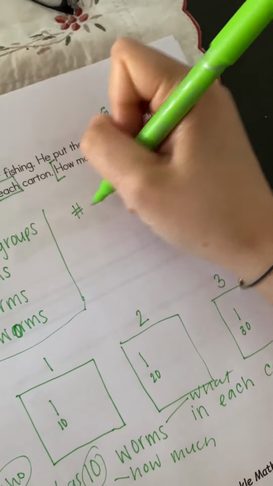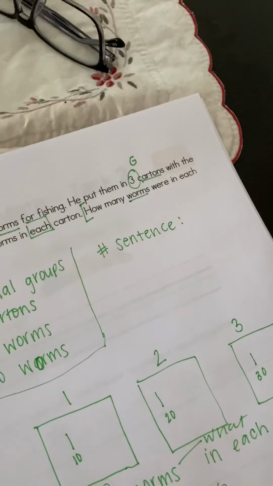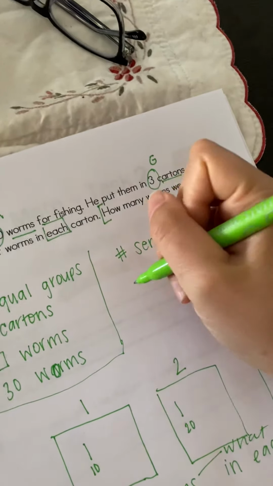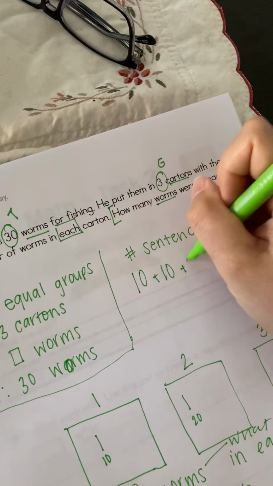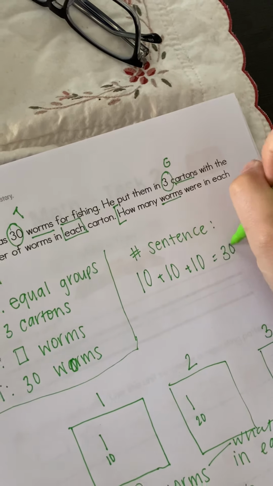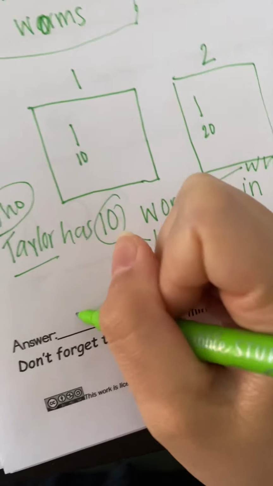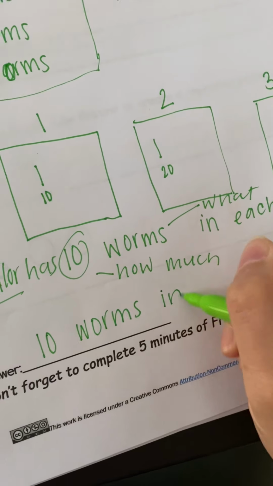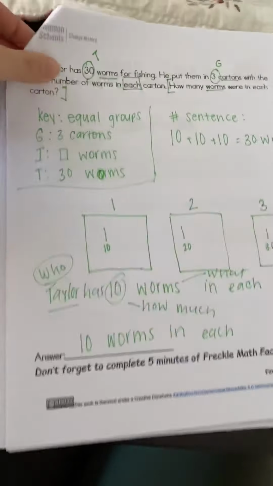Now, I also would like to show you the number sentence that they will write. For equal groups, scholars do not know how to multiply or divide yet. This is not a skill that they know or have access to. So their number sentence would be 10 plus 10 plus 10 equals 30 worms. So their answer is going to be 10 worms in each. Now I hope that makes a little bit of sense.